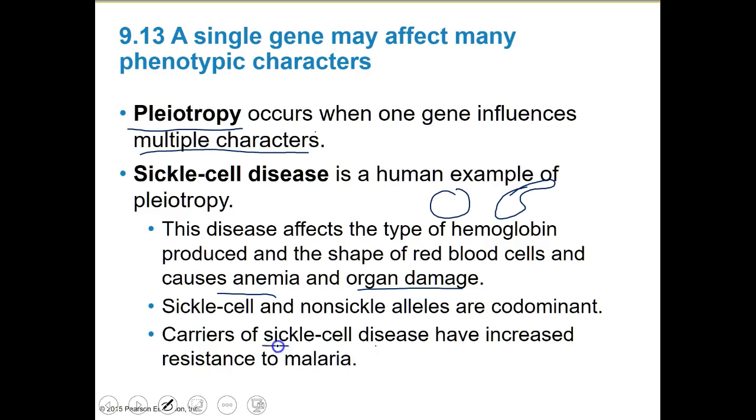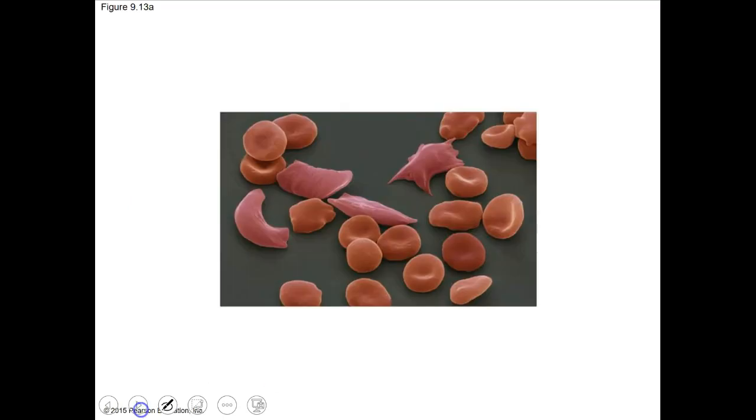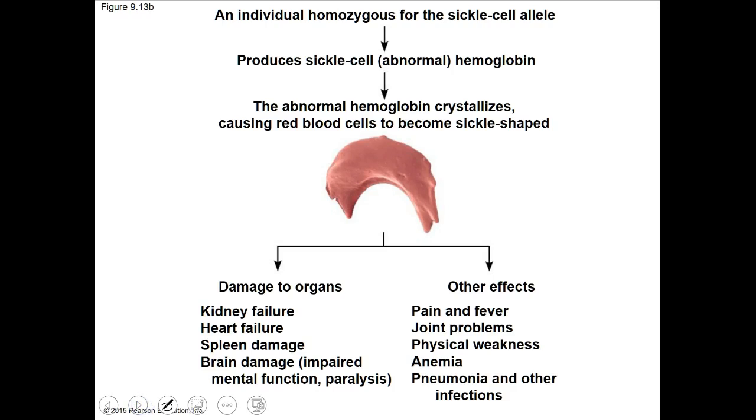But we actually keep sickle cell around in some African countries because of its resistance to malaria. So there's an evolutionary advantage of it being there, because malaria will not hang out with a cell that's that shaped. Ain't doing it. Okay, so here's what we look for with pleiotropy.